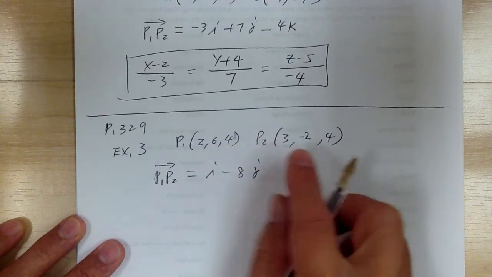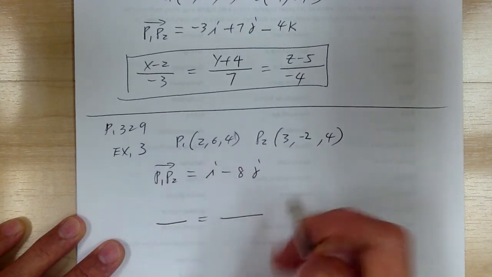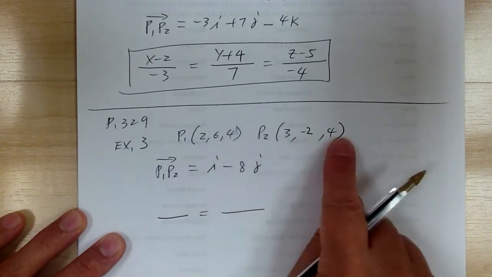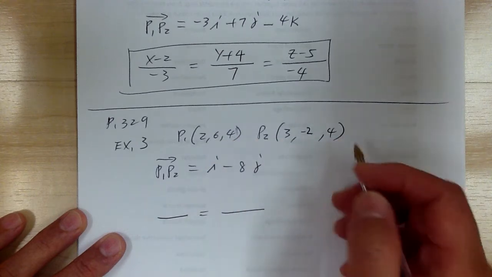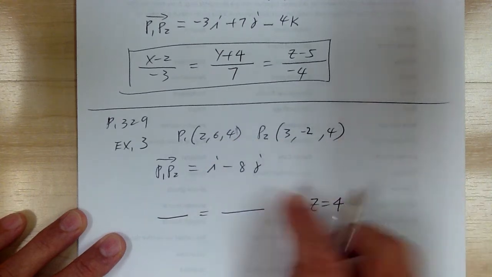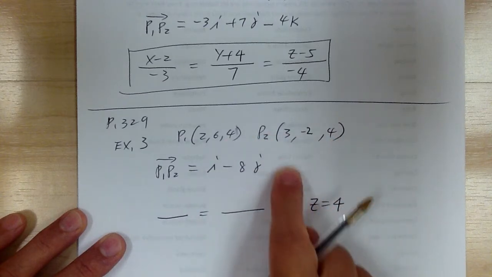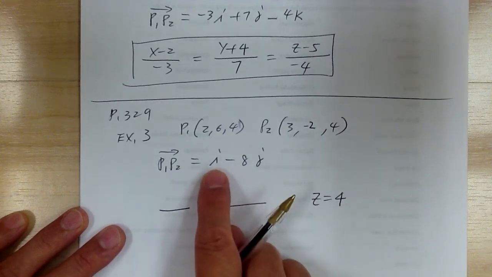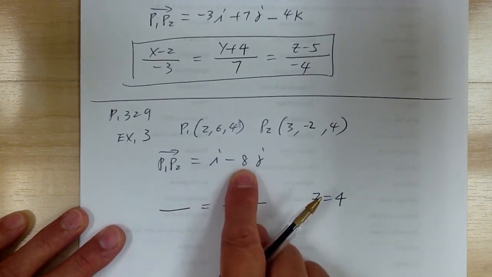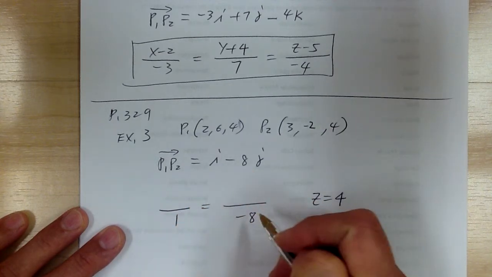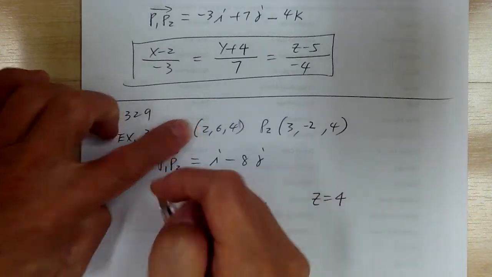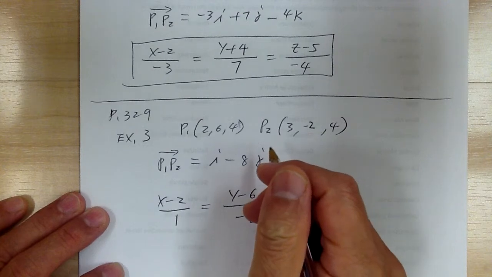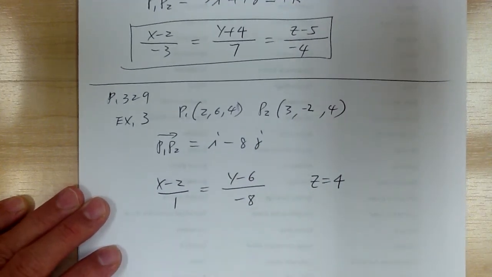Since there's nothing over here, when you write your equation, you only need i and j. Because in this case, when there's no k, it means z is a constant. That means z is always equal to 4. That's why you don't have the direction number over here. So you're going to get 1 and negative 8. And if you use this point, you're going to get x minus 2 and y minus 6. Okay, so this would be your symmetric equations.